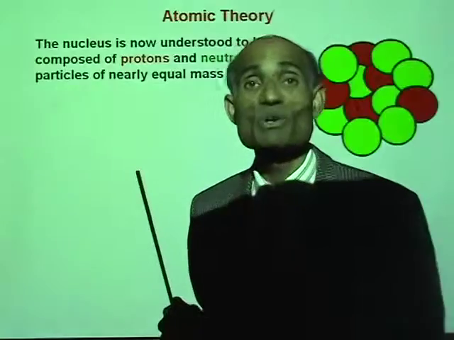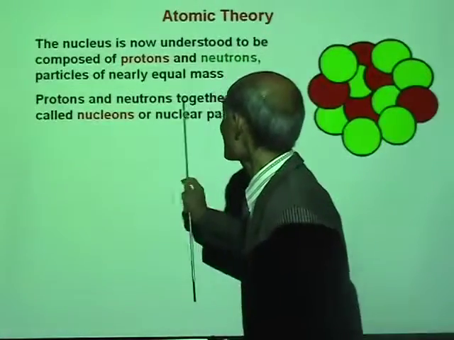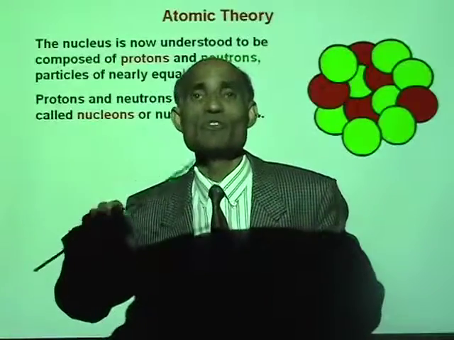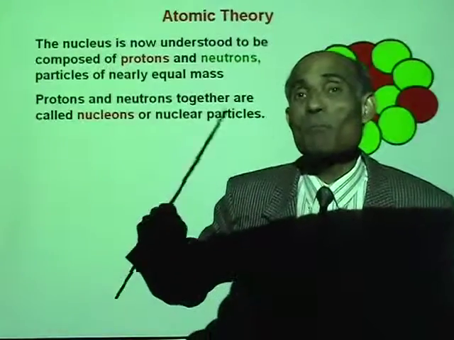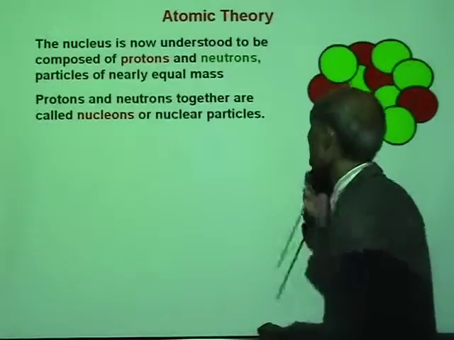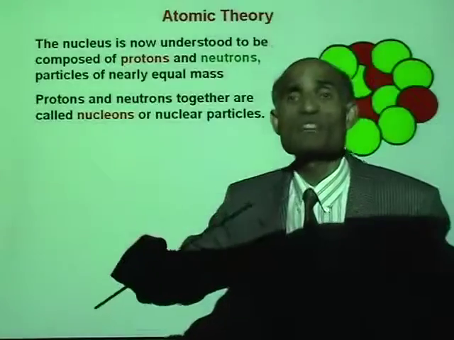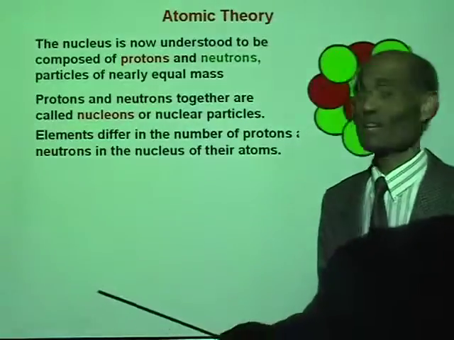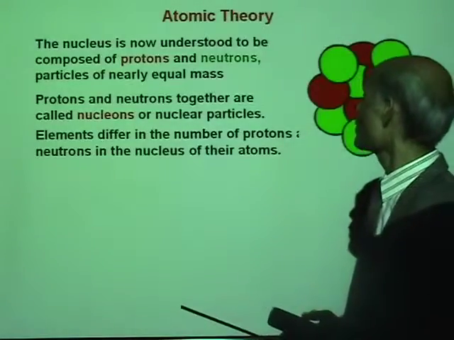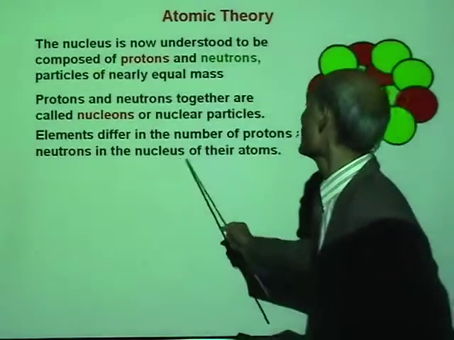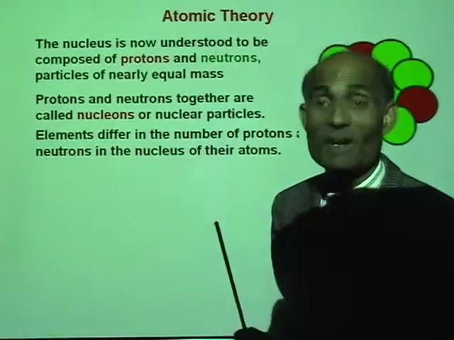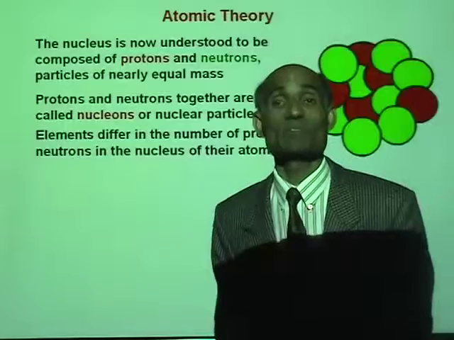making up the nucleus. Protons and neutrons together are called nucleons, or nuclear particles. The number of protons and neutrons together is the number of nucleons. Now, elements differ in the number of protons and neutrons in the nucleus of their atoms, and that is the difference in the elements.